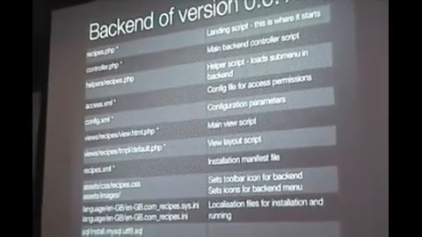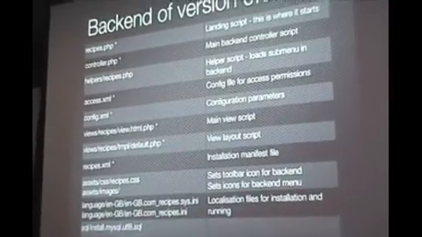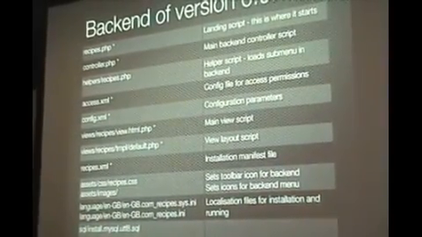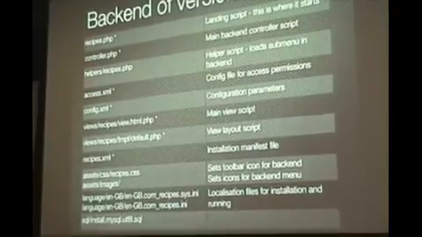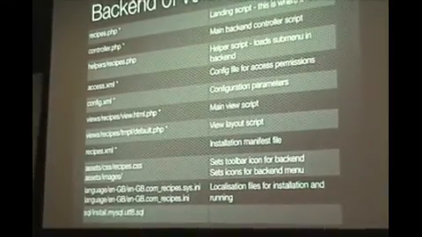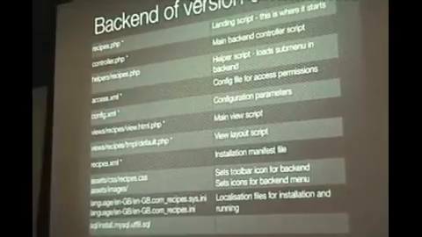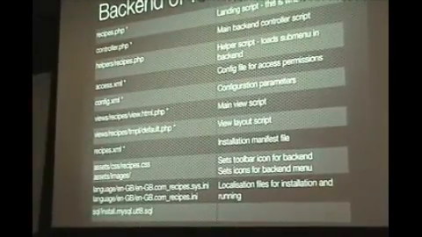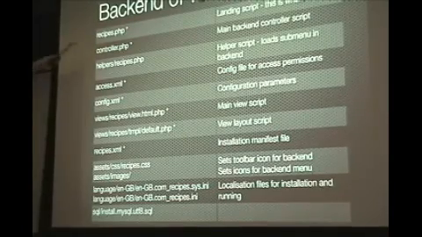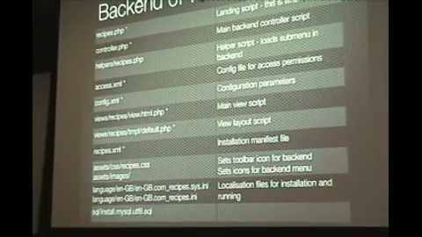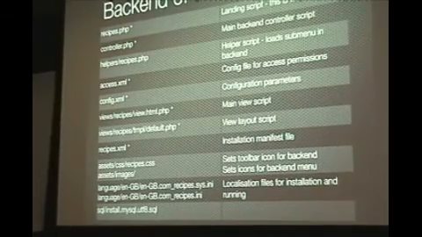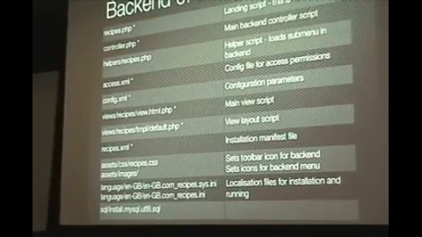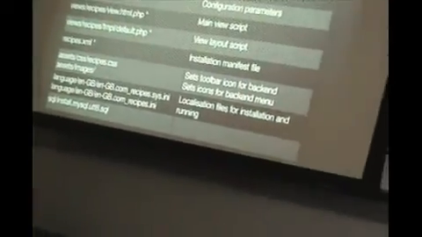So with that in mind, these are the files that we have in the back end of version 0.0.0.1. I have to move away from the mic again. Okay. We're going to have all these files. These are the main files you'll see in the back end once installed. We have recipes.php, which is the landing script, and that's where you start. So if you just do index.php option equals com_recipes in the back end, that's the first file that Joomla attacks.